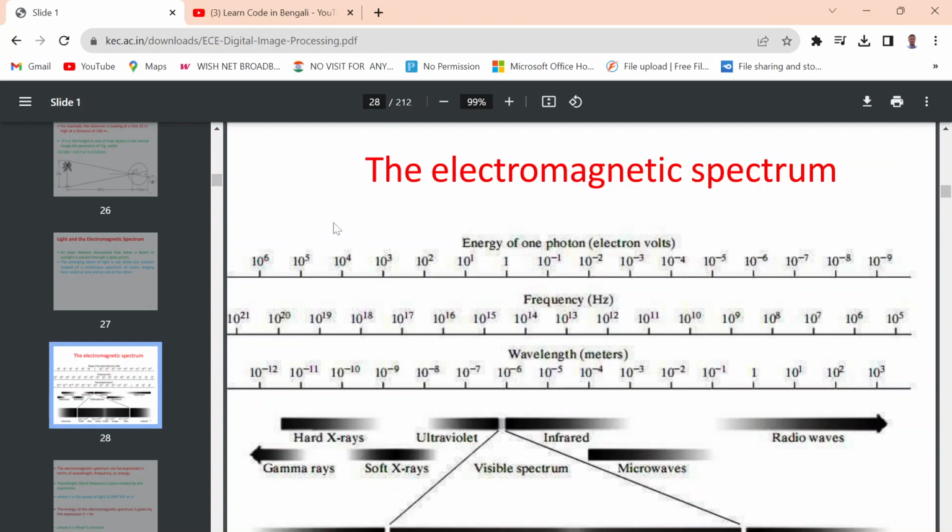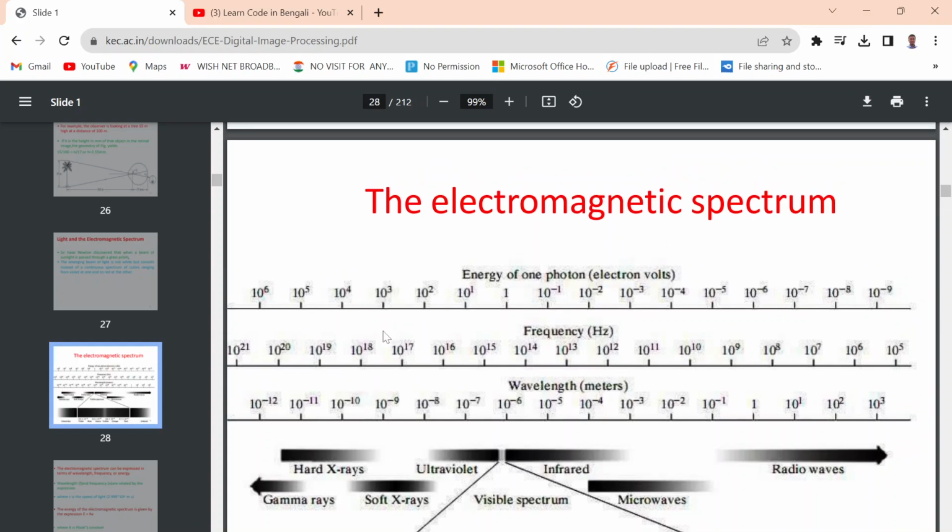It is also used in nuclear imaging, and it annihilates the gamma ray. Next come to 10 to the power 3. This is the wavelength of 10 to the power 3. This is the X-ray.